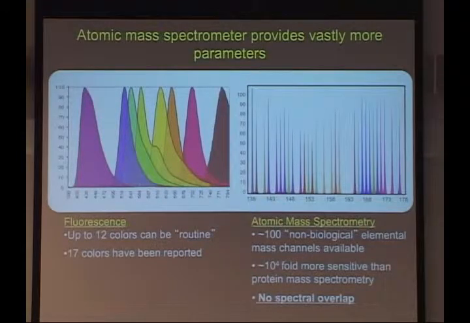The other thing to point out here, because there's a little bit of confusion between atomic mass spectrometry and protein mass spectrometry. Atomic mass spectrometry is about 10,000 times more sensitive than protein mass spec. And that's why we can do single-cell measurements in this case, where in protein mass spectrometry it's a little bit more difficult. You need a lot more material.